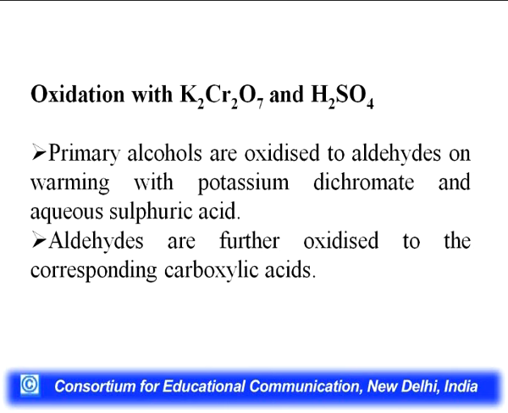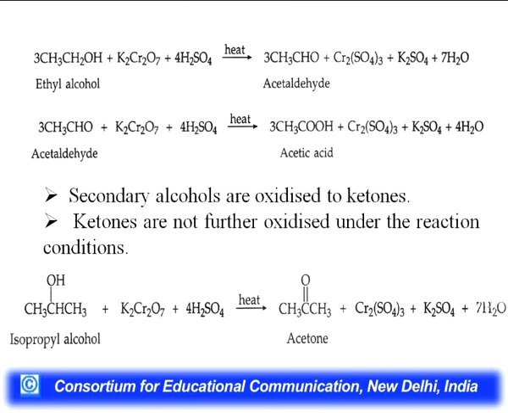First of all, we discuss oxidation of alcohols with potassium dichromate and sulfuric acid. Primary alcohols are oxidized to aldehydes on warming with potassium dichromate and aqueous sulfuric acid. Aldehydes are further oxidized to the corresponding carboxylic acid, as we said earlier. These are the examples. You can see ethyl alcohol reacts with potassium dichromate in sulfuric acid to give acetaldehyde, and this acetaldehyde is further oxidized to give acetic acid.